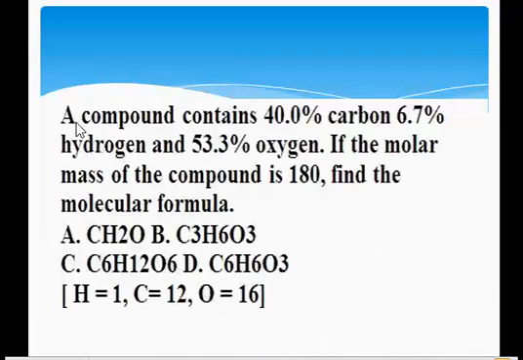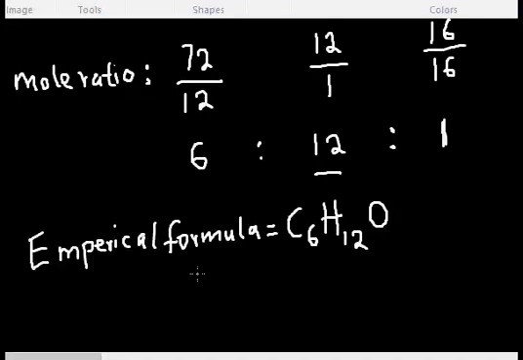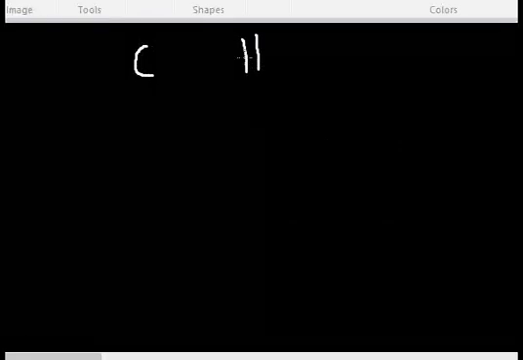Here is a question. A compound contains 40% of carbon, 6.7% of hydrogen, and 53.3% of oxygen. If the molar mass of the compound is 180, find the molecular formula. So this will be your question. Very simple. The very first thing I should do before I find the molecular formula is to get my empirical formula. Let me clean up. So this compound, as usual, is made up of C, H and of course O.